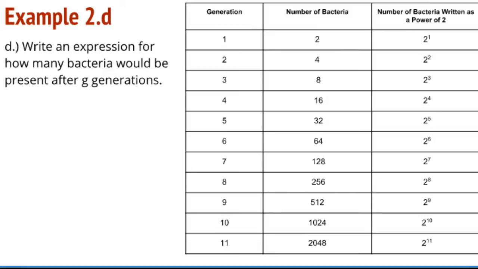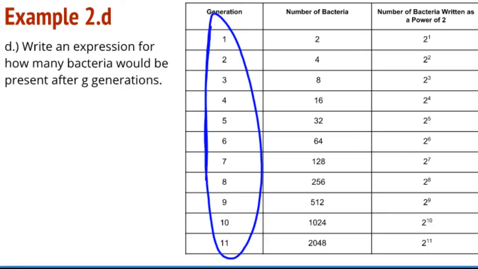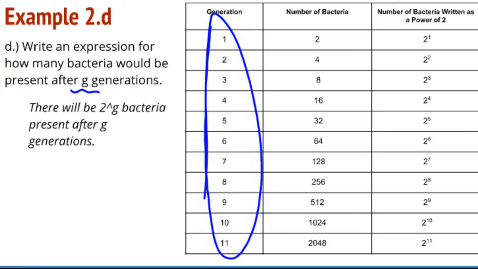All right, so write an expression for how many bacteria would be present after G generations. So right now we have a very specific situation. Let's expand that out to any number of generations. How would we express that mathematically? Well, hopefully you have figured out that it would be 2 to the G bacteria, because we're doubling, and G is the number of generations.